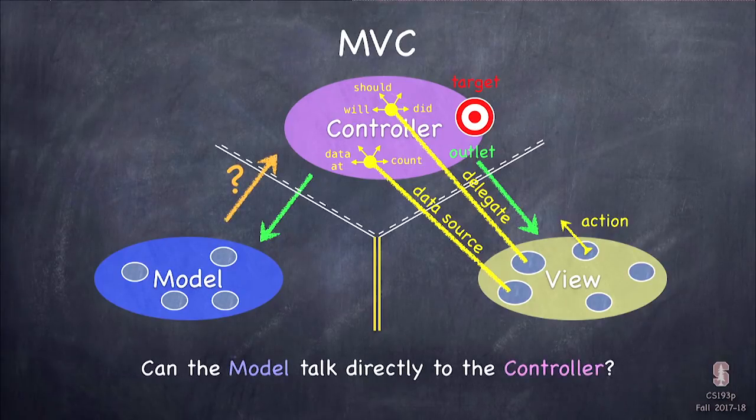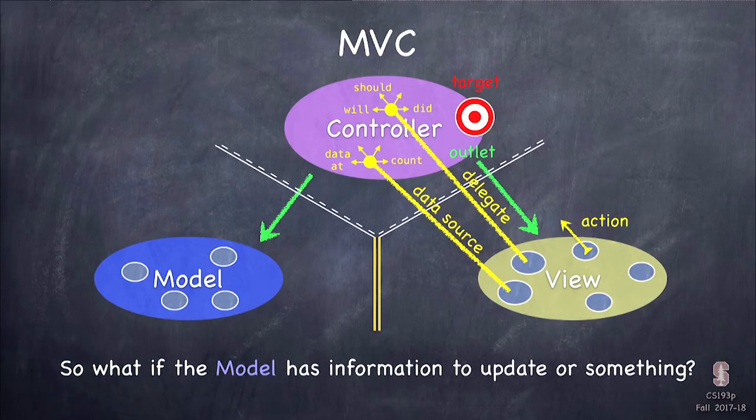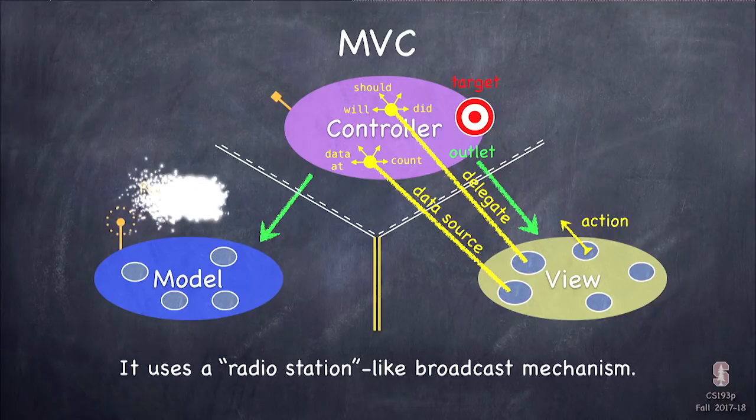Okay, what about the model? Can the model talk to its controller? Obviously not directly, because the model is UI independent and the controller is fundamentally UI dependent, so it can't do it directly. But there is a mechanism for the model to communicate, for example, if some data changes and it wants any UIs that are interested out there to update. The way it does that is with what I call a radio station model.